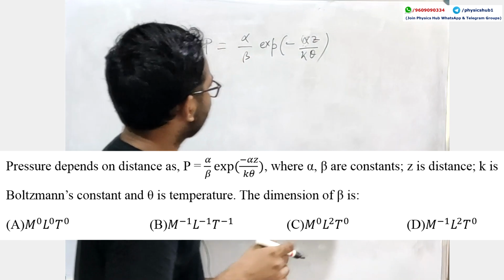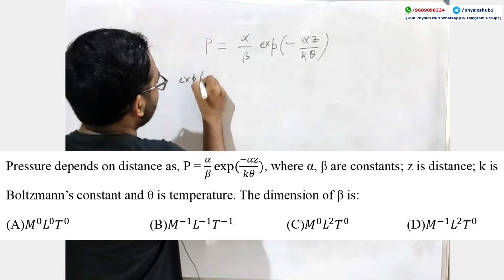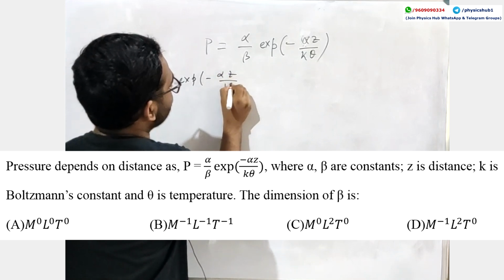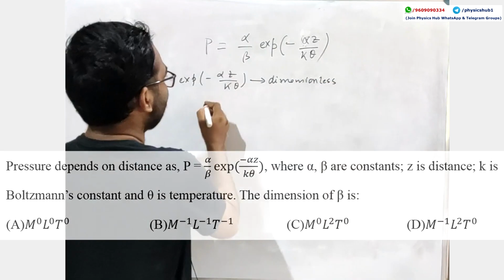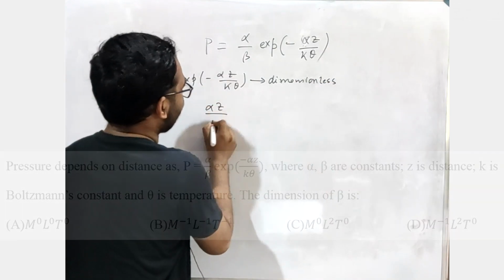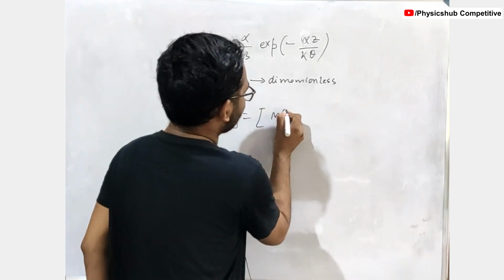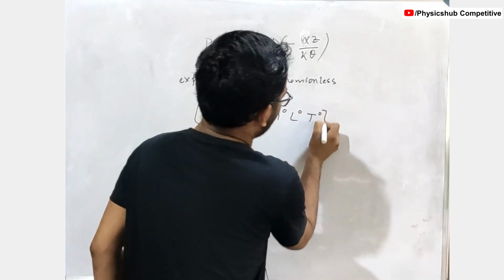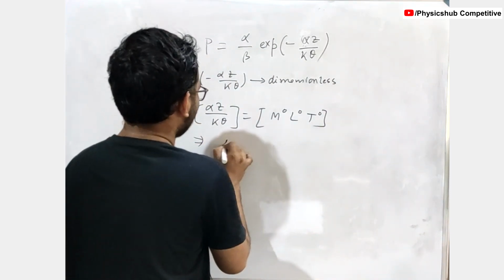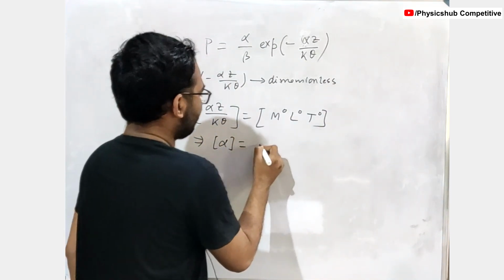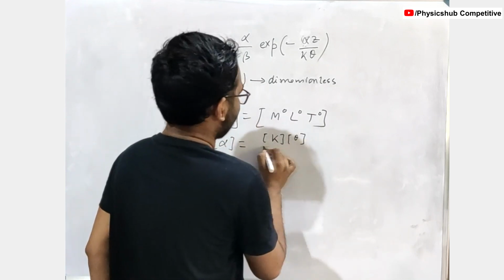To solve this question, we first have to know that this exponential minus alpha z by k theta is a dimensionless quantity. So alpha z by k theta will have dimension M to the power 0, L to the power 0, T to the power 0, because this is dimensionless. From here we can write the dimension of alpha equals dimension of k into theta divided by z.